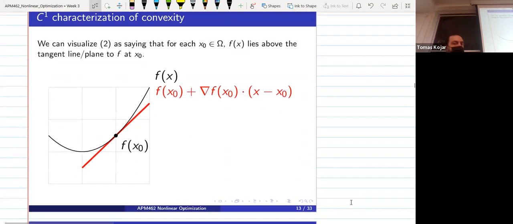It says that if you give me a point, I should draw it here. Give me a point a little bit ahead, like f of x. So this is x naught, and this is x. Then the graph of the function is above the tangent line.